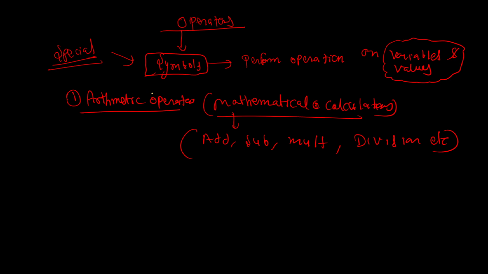So we understood what an operator is. Operators are the symbols which are used to perform various operations on variables and values. For addition, we have the plus symbol. We have the minus symbol for subtraction, and symbols for multiplication and division. So these are the arithmetic operators.